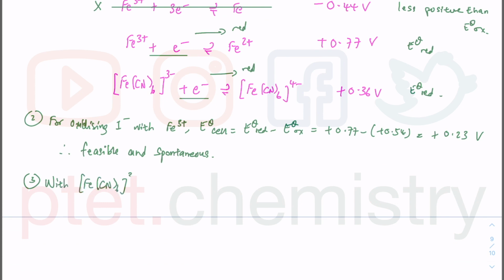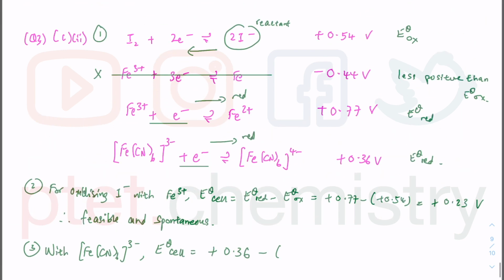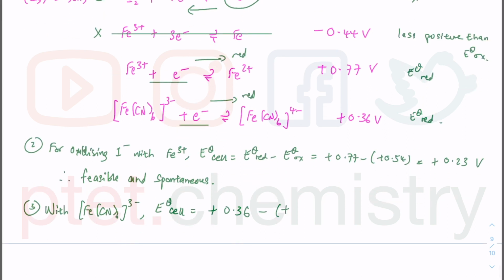On the other hand, with Fe(CN)6 3 minus, the E cell, again, our E red there is going to be that. If we want to use these to oxidize the I minus, that means this one gets reduced and this one gains electrons. So if that is your E red, plus 0.36 minus your E ox, which is still the same, oxidizing the I minus going to I2, plus 0.54. So this is a hypothetical situation, and we are just using our E naught value to work out whether it's possible or not. Here, this is minus 0.18 volt.